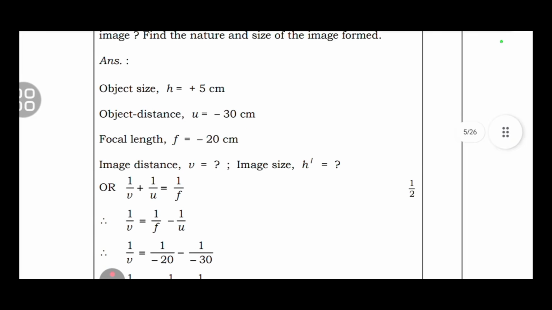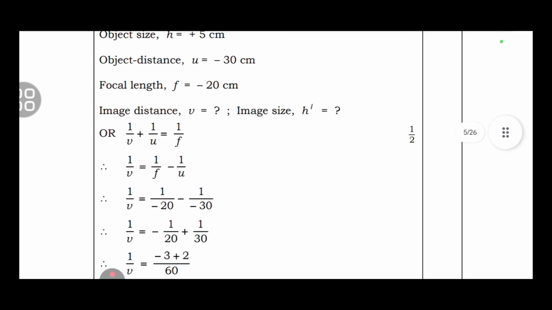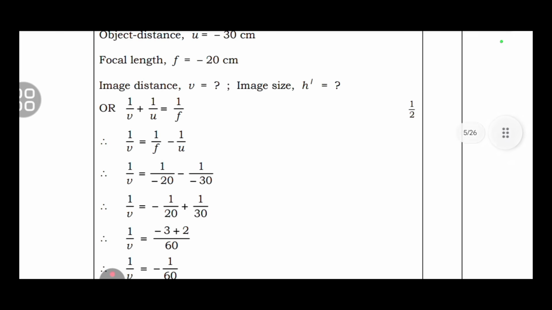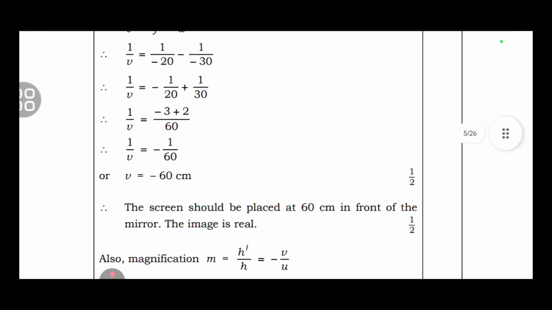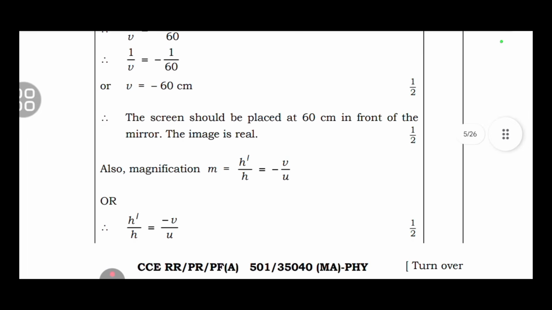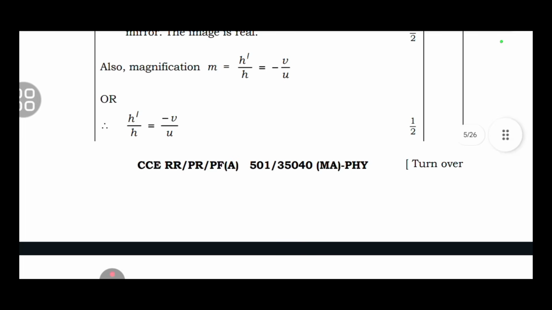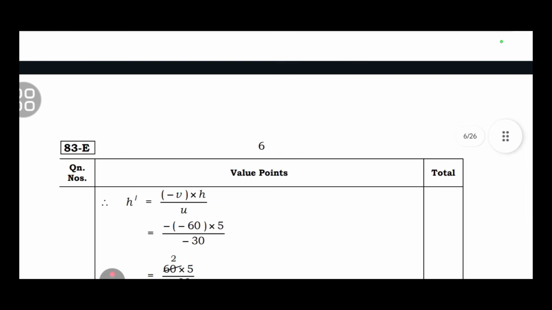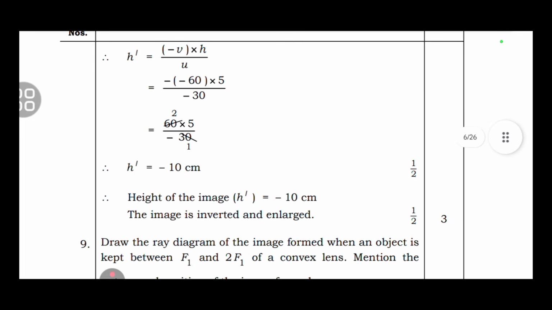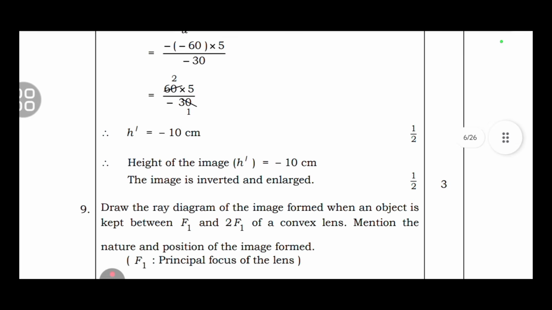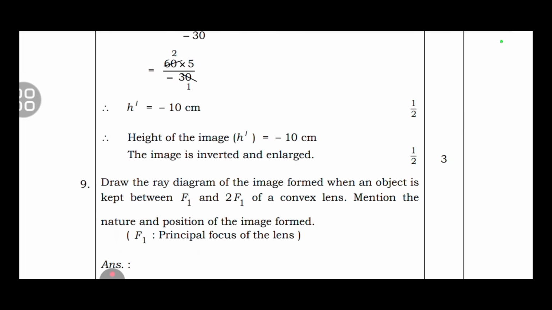Here see how they have solved the answer and how the marks are distributed. Half marks for when you reach here. After that, below there are half marks for the answers. v is equal to minus 60 centimeter, half marks. And coming to the screen, it should be placed 60 centimeter in front of the mirror. The image is real. For this they have given half marks, and half marks also for the magnification formula. Do write the formulas for the marks if you don't know how to solve the answer. So by distributing half marks, they have given the 3 marks.